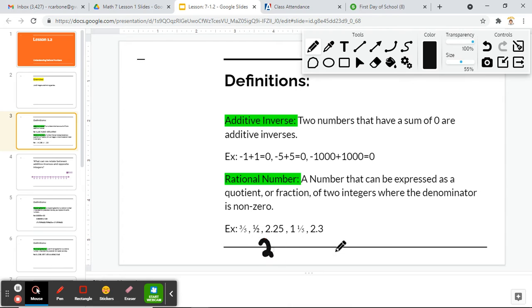For example, this could become 2 and 1/4. No point, my apologies. 2.25 becomes 2 and 1/4. And 2.3 can become 2 and 3/10.